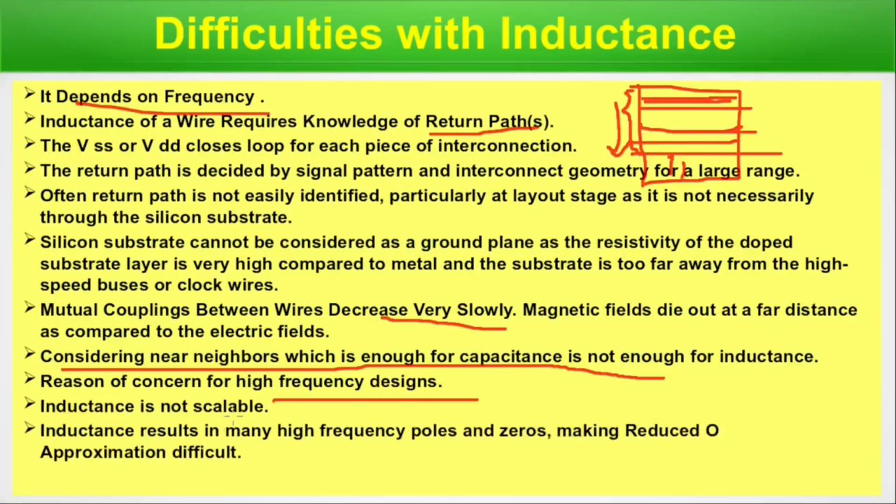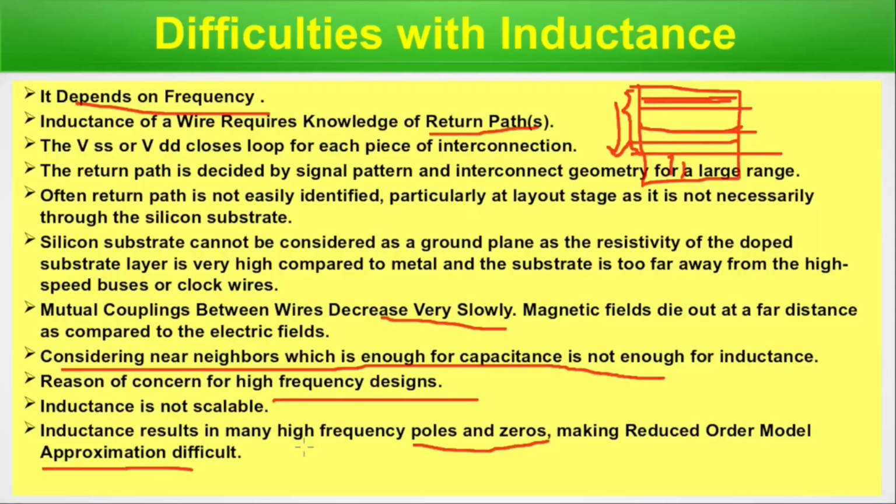Inductance is not scalable, and inductance results in many high frequency poles and zeros, making reduced order model approximation difficult. We always make a trade-off between accuracy and time. We have to make it as accurate as possible, and we have to complete it within time also. A very accurate but very complex methodology to model it is not always a very viable solution.